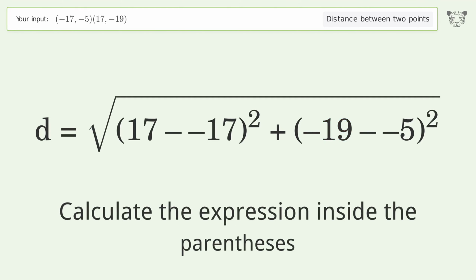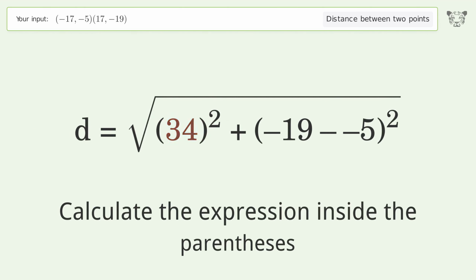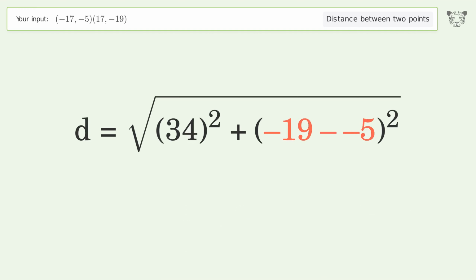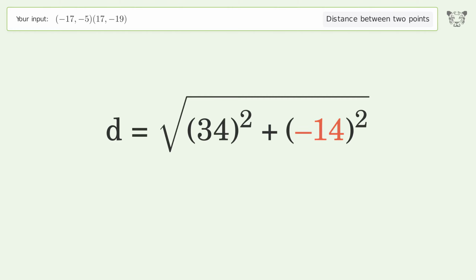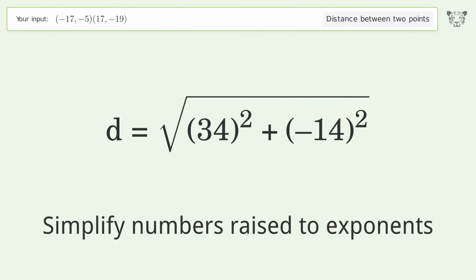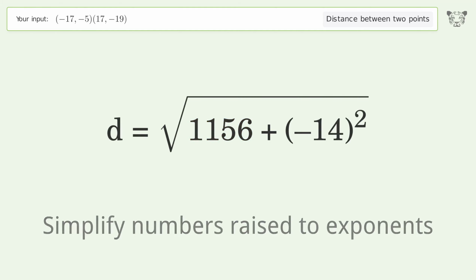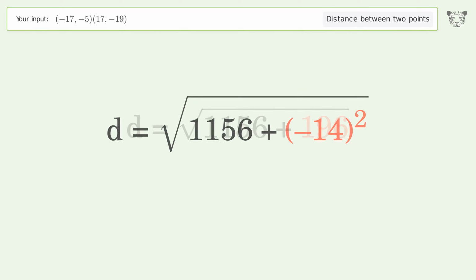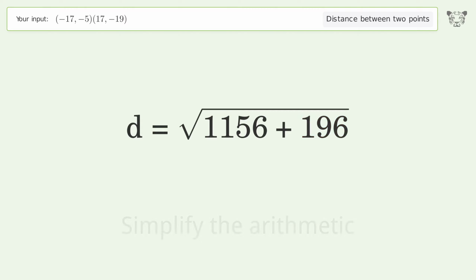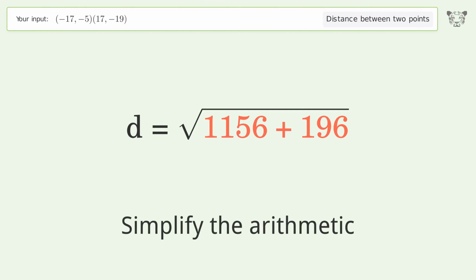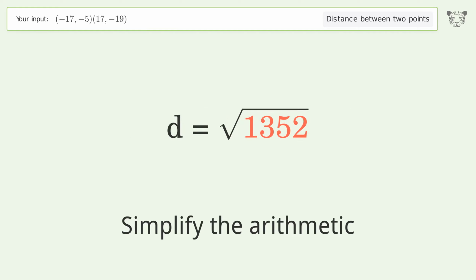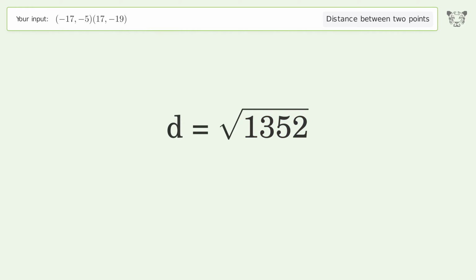Calculate the expression inside the parentheses. Simplify numbers raised to exponents. Simplify the arithmetic. And so the distance between the 2 points is the square root of 1352, or 36.77.